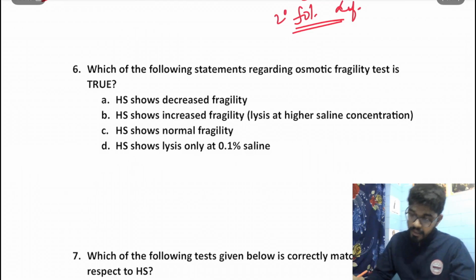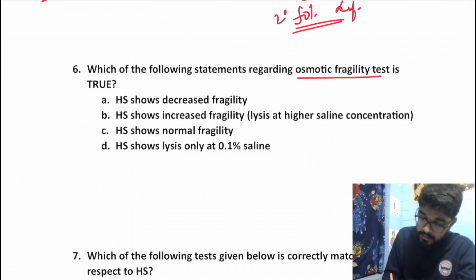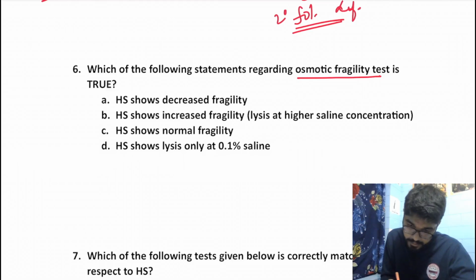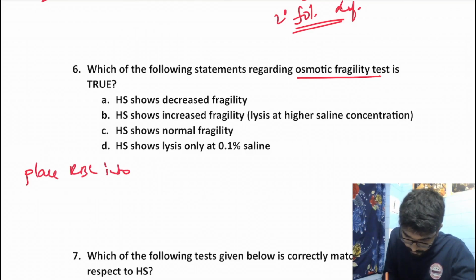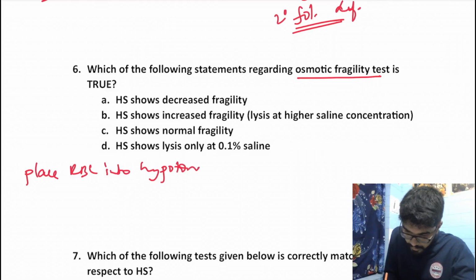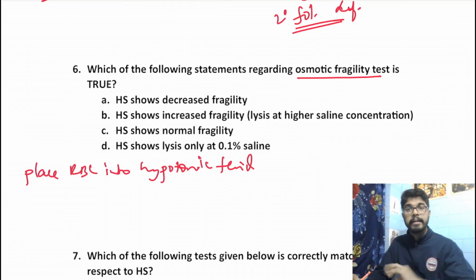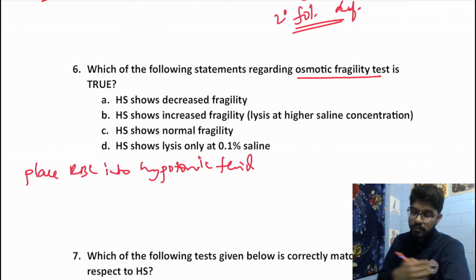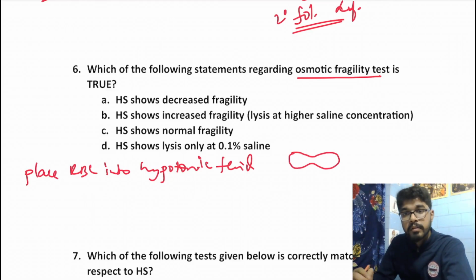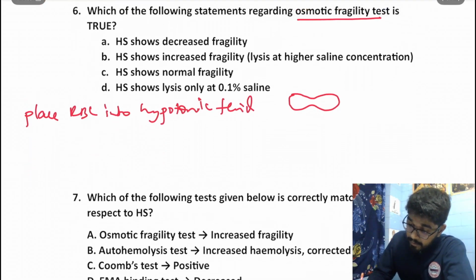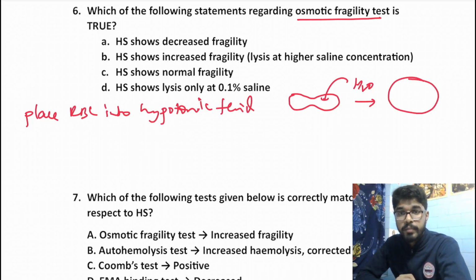Which of the following statements regarding osmotic fragility test is true? What happens in osmotic fragility test? Right, we place the RBCs into hypotonic fluid. As a result, water is going to enter into the RBC because it is in hypotonic fluid. So a normal RBC, in its biconcave shape, in a hypotonic solution, water enters and this RBC swells up into a sphere.